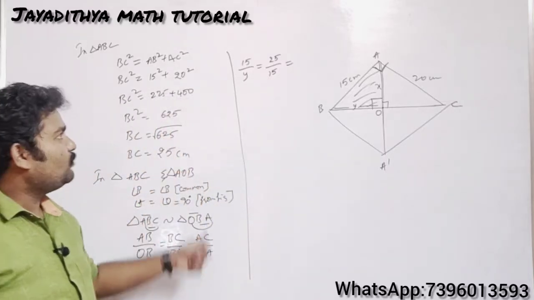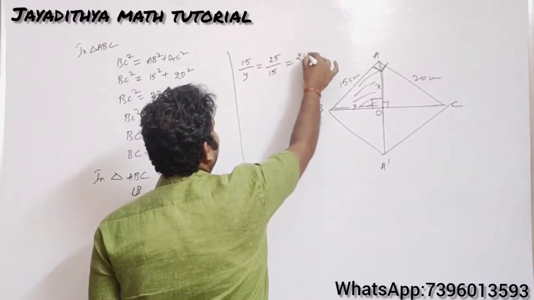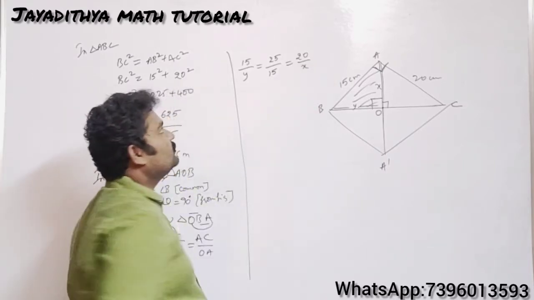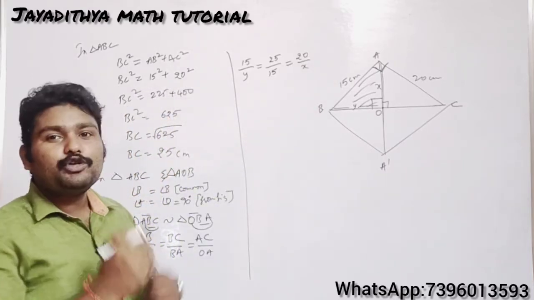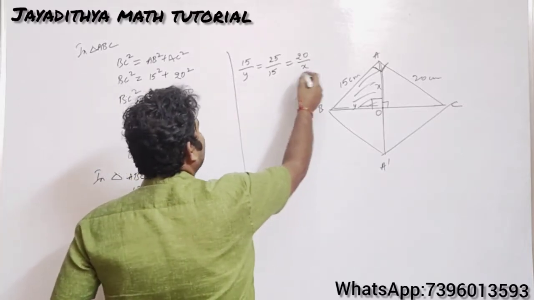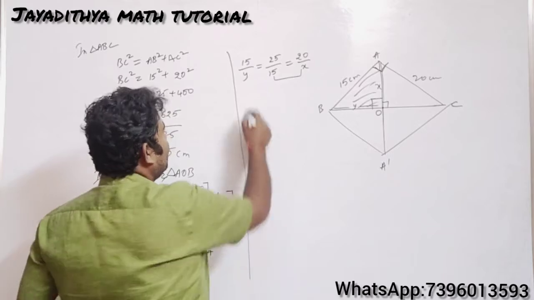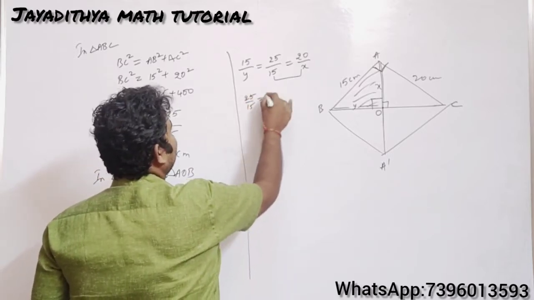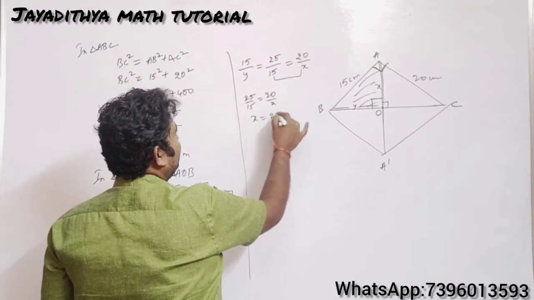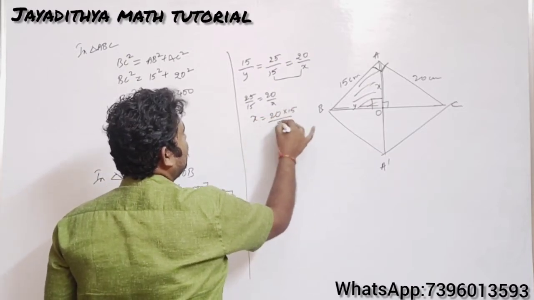So next AC. What is AC? That is 20, and by OA. OA is nothing but X. OA is equals to how much? X. Now you try to find the values of X and Y, then your problem is completed, right now. So in order to find X, I will be equating these two. So what happens here? 25 by 15 is equals to 20 by X. So do cross multiplication. X is equals to 20 into 15 by 25.